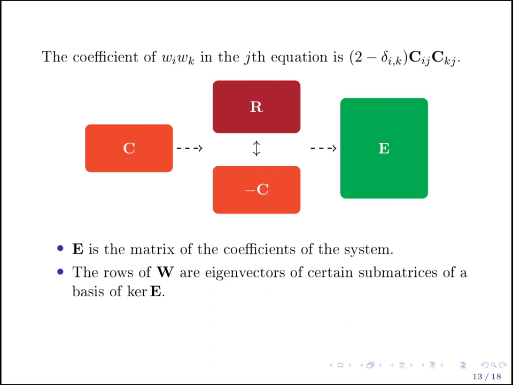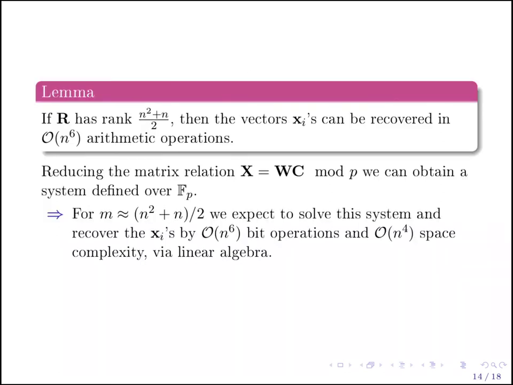Moreover, using the notation that is introduced in this slide, we can finally state the rigorous condition under which this strategy, this second step, succeeds. Namely, if the matrix R of the degree 2 coefficients has rank n squared plus n over 2, then the vectors xi, the binary vectors, can be recovered in n to the power of 6 arithmetic operations. Hence, notice that this hypothesis can be verified only if m is greater than n squared plus n over 2. And here is where the condition m quadratic in n comes from.